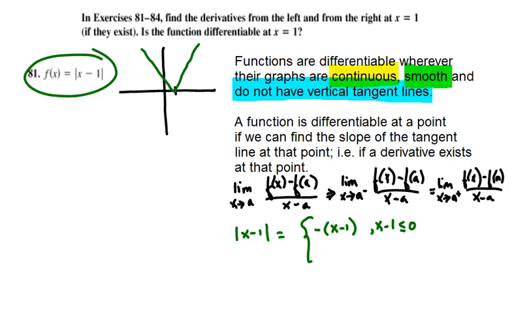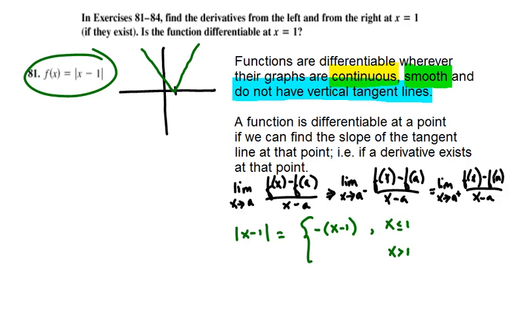But the x minus 1 less than or equal to 0, that can be simplified to read x is less than or equal to 1. So I'll just use that definition. And when x is greater than 1, then that will be whatever is the expression inside the absolute value bars.